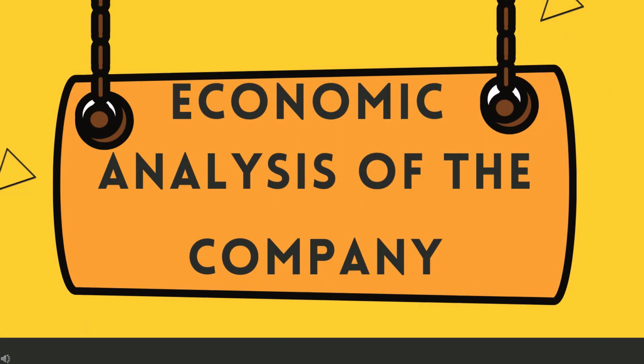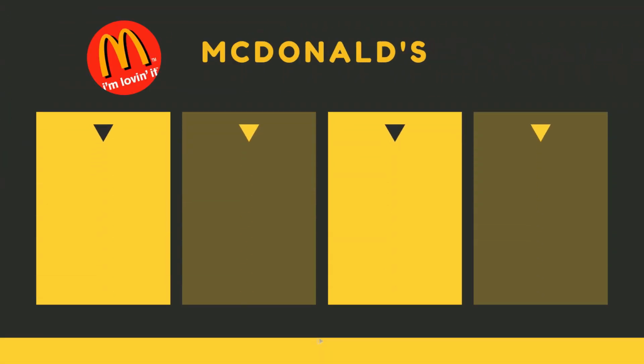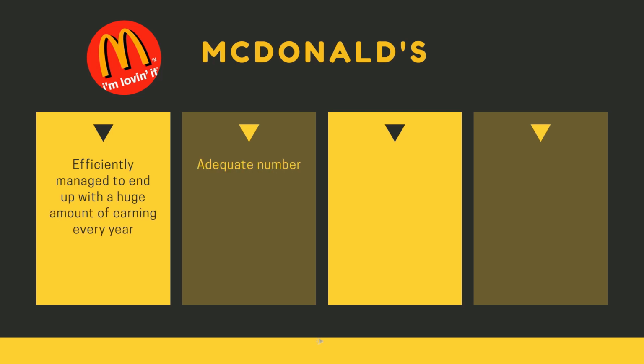Now, we're moving on to the economic analysis of the company, which are McDonald's and Burger King. McDonald's is a well-established and growing business. It has efficiently managed to end up with a huge amount of earnings every year. Therefore, it has an adequate number of investors. The adequate number of investors invest largely and help McDonald's maintain its competitive advantage.